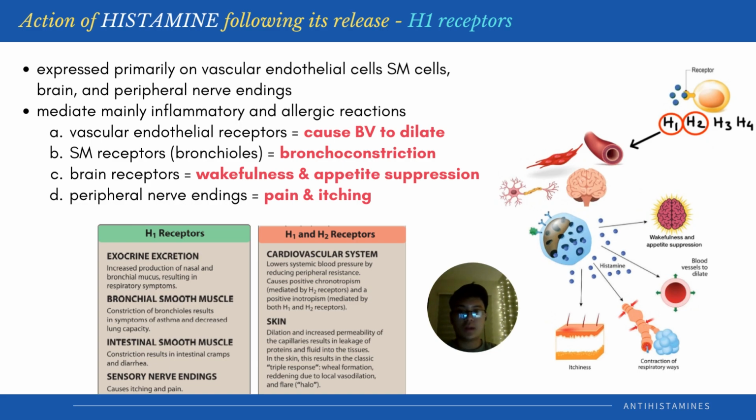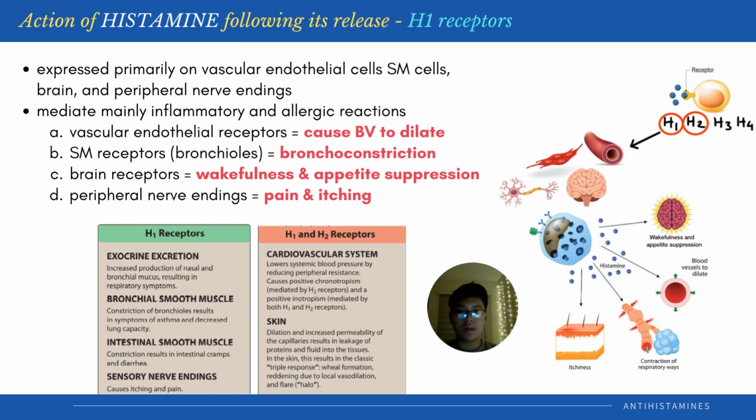So the first type, H1 receptors, are expressed primarily on the vascular endothelial cells, the smooth muscle cells, as well as in the brain and on the peripheral nerve endings. These receptors mediate mainly inflammatory and allergic reactions. So when histamine binds to the vascular endothelial receptors, it causes blood vessels to dilate and thus making them more permeable, ultimately leading to redness and edema.